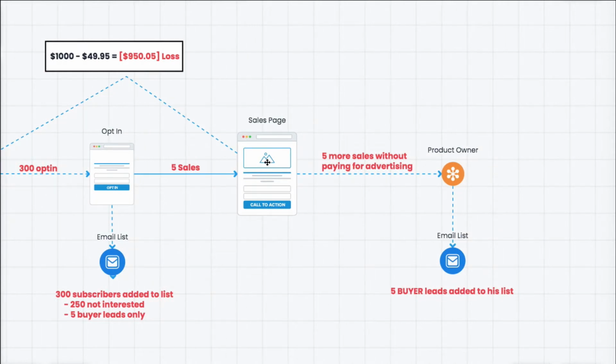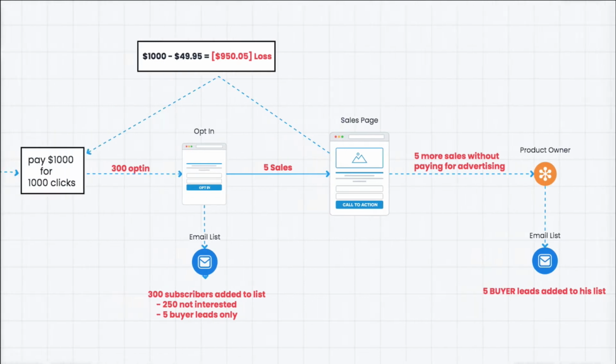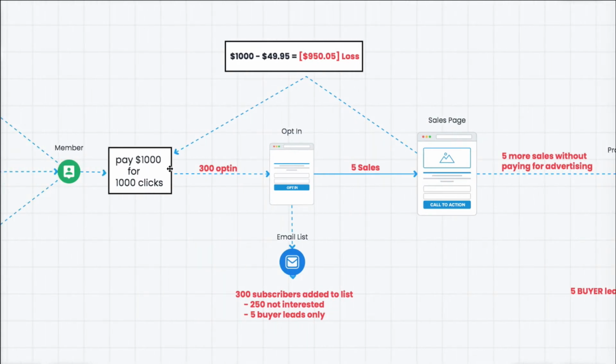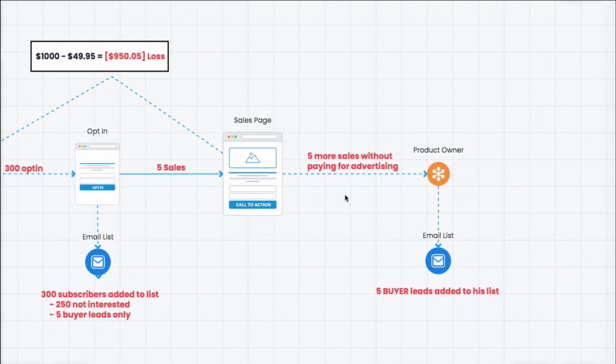And now look what happens here. These sales go to the product owner. So he's got 5 more sales without having to pay any advertising because he has all of his members buying the solo ads, sending them to his opt-in page, to his sales page, and he's making more sales.